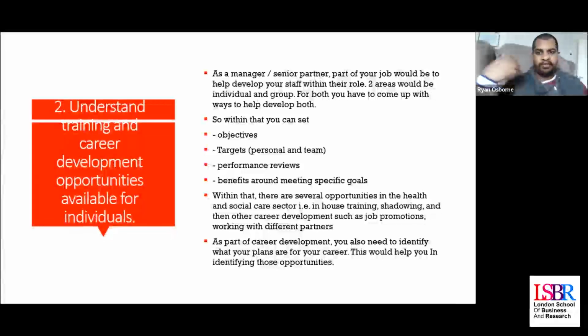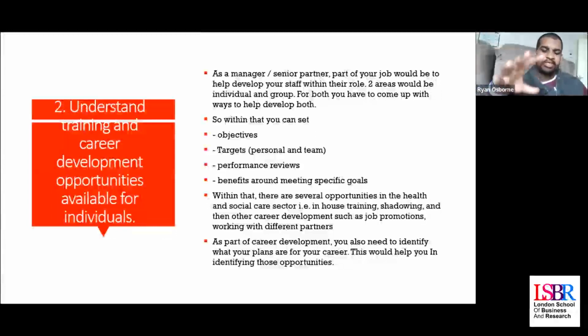Or if you work as a nurse in a hospital, let's say, there may be an opening for you to be a district nurse, or you may have the opportunity to become a community nurse.